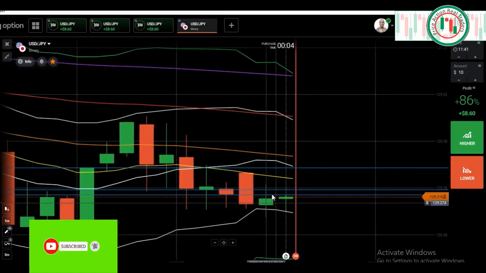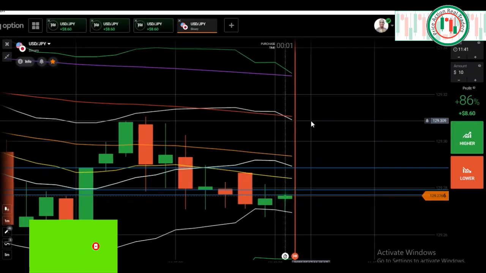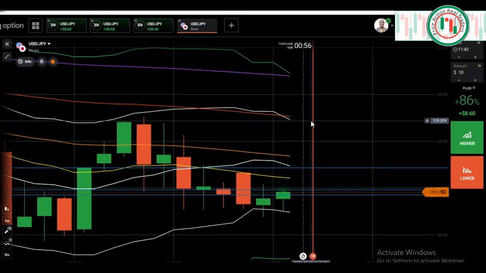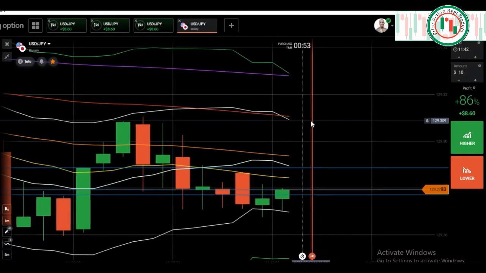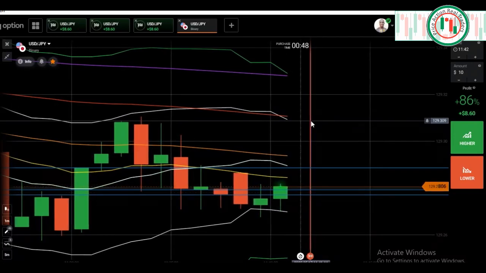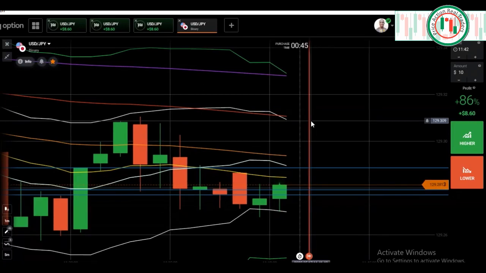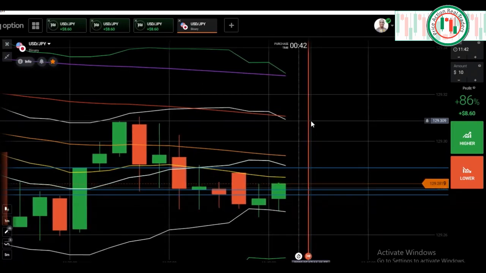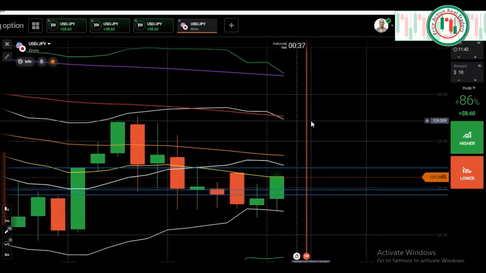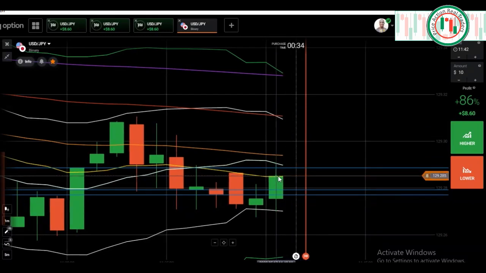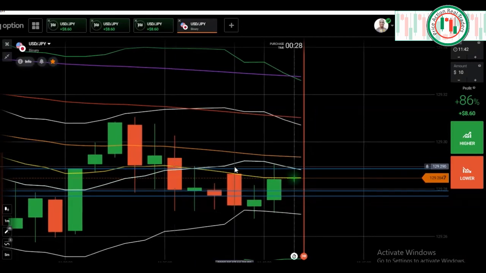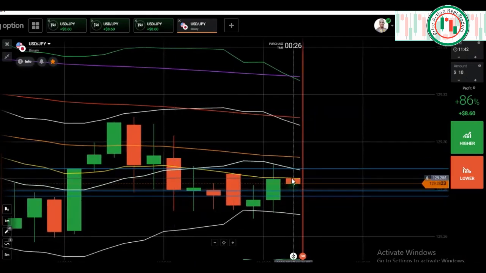You see here we are still at the zone. So let's wait for the next candle to see what will happen. See rejection. So you see rejection. You see the market reject. Here is another zone. Engulfing. See rejection.